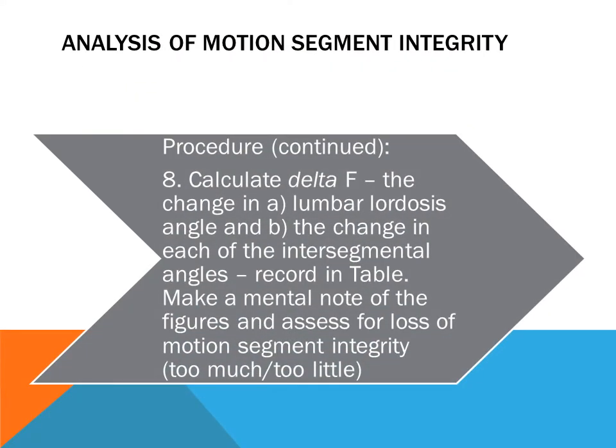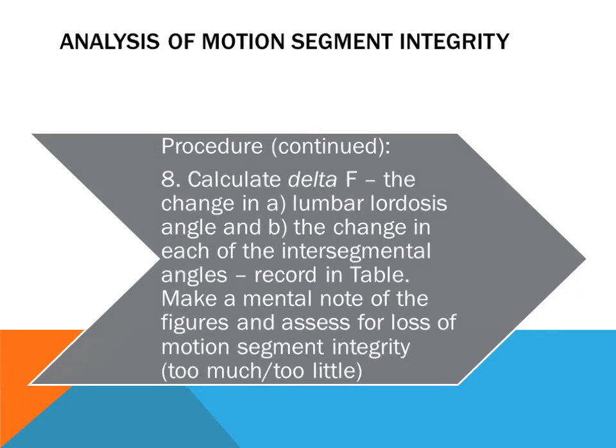As we did before, we're going to calculate the delta E now, which is the change in lumbar lordosis angle in moving from neutral to extension, both globally and then in each of the intersegmental angles. And again, we're going to make a mental note of the figures, and we're just going to mentally assess for alterations of motion segment integrity, whether there's too much motion or too little motion.